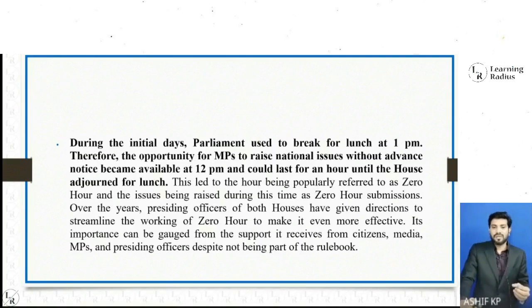In the initial days, Parliament used to break for lunch at 1 p.m. Therefore, the opportunity for MPs to raise national issues without advance notice became available at 12 p.m. and could last for an hour until the house adjourned for lunch. So that is what is called Zero Hour, from 12 to 1.